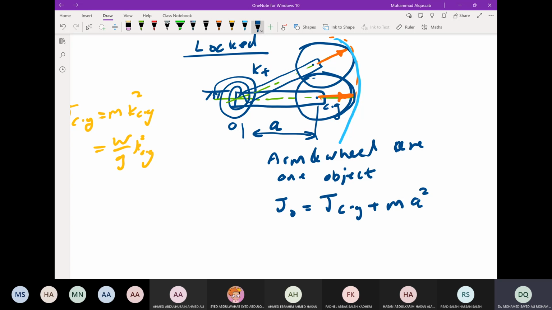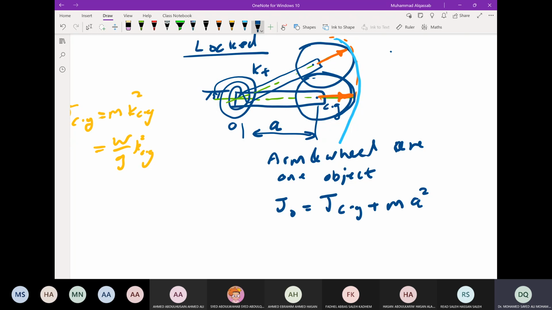Okay, so when the arm and the wheel are fixed, it means they are locked, they rotate together, and it means we consider the moment of inertia of the assembly. Since the moment of inertia of the arm is 0, we have only the moment of inertia of the wheel. If the mass of the arm is not neglected, then the moment of inertia has to be counted for both the wheel and the arm. But here, the arm is assumed to be massless. Then we have only the moment of inertia of the wheel.